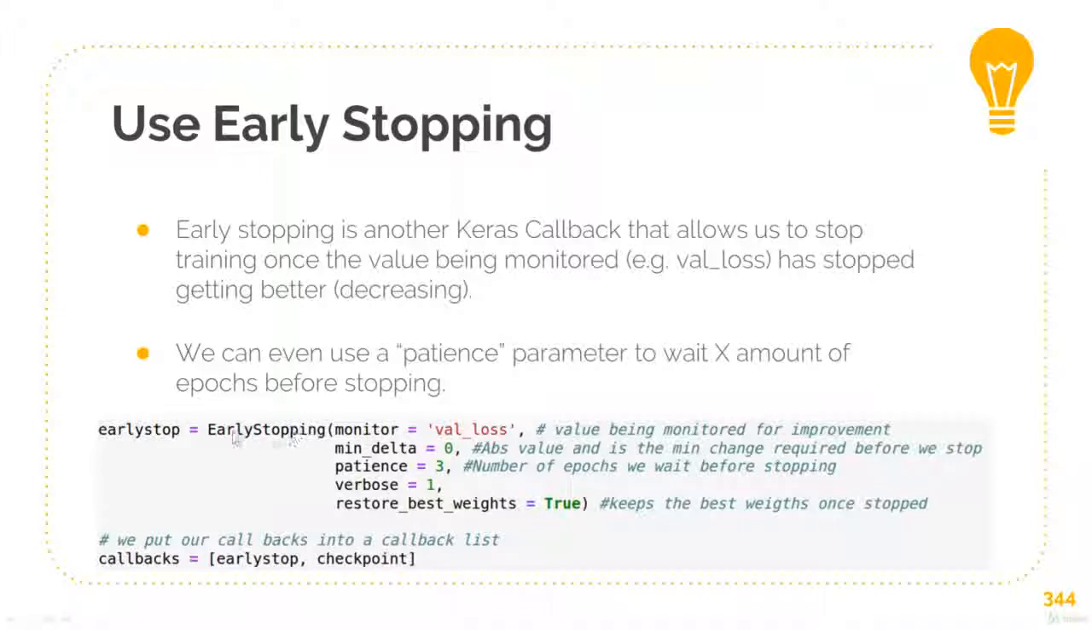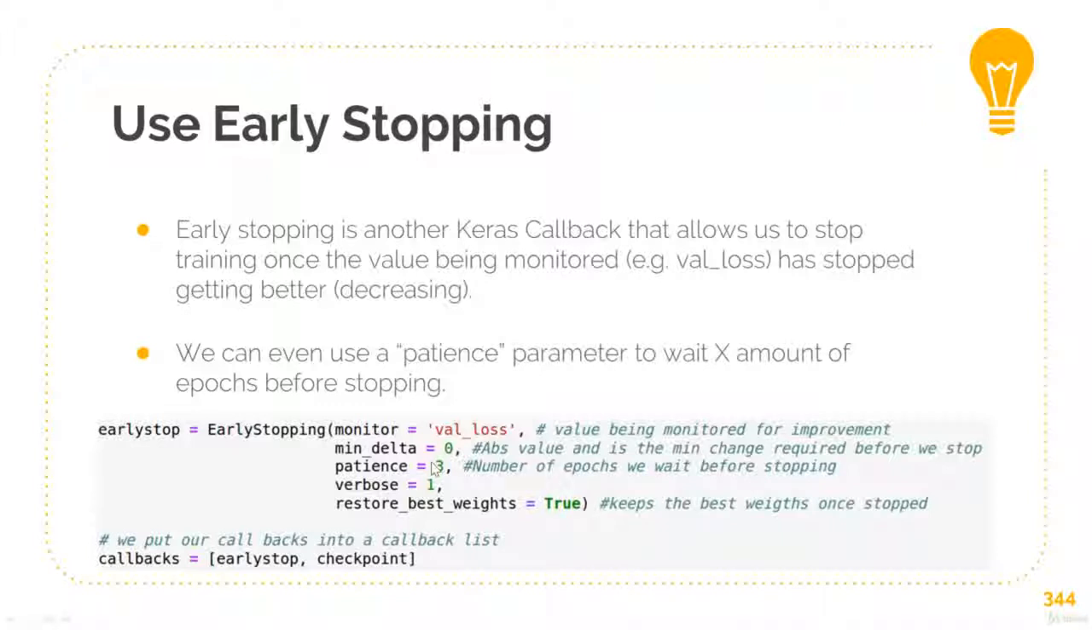So this is how early stopping is configured. Similarly to checkpointing, we tell it what to monitor, so we monitor validation loss. We have some parameters here called min delta and patience. Min delta is an absolute value, and it's basically the minimum change required before we stop. So basically what size of change we look at. And patience is a nice parameter as well. It tells us how many epochs we wait before we stop.